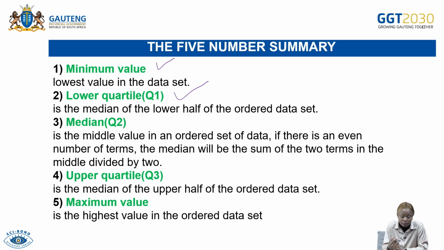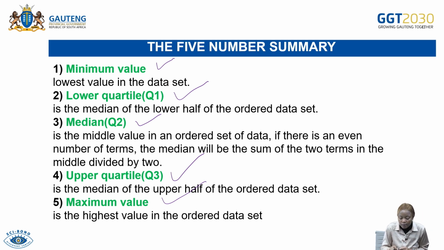And then you have your median or your Q2. We said your Q2 or your median is the middle value in an ordered set of data. If there is an even number of terms, the median will be the sum of the two terms in the middle divided by 2, right? We have already explained this one as well. And then we have the upper quartile, which is Q3. I have already explained that one. And then we have the maximum value, which is just the highest value in the data set. So that highest value, we call it the maximum value.